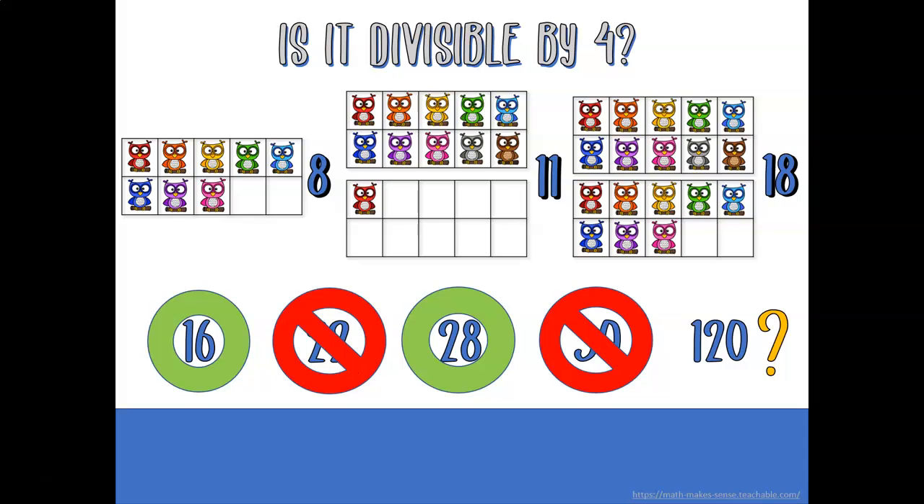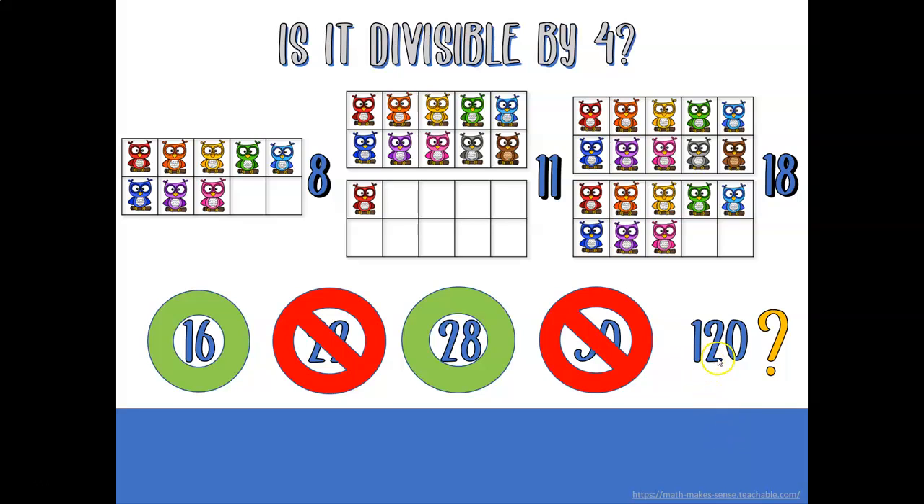But you can't break 11 in half again because that's an odd number. Okay? Here we have 30. 30 you can break in half once to get 15, but then you can't break it in half again. So that's one of the tricks for divisibility by 4.